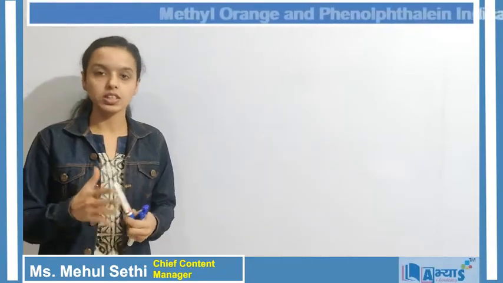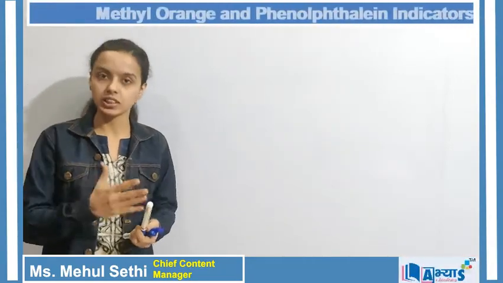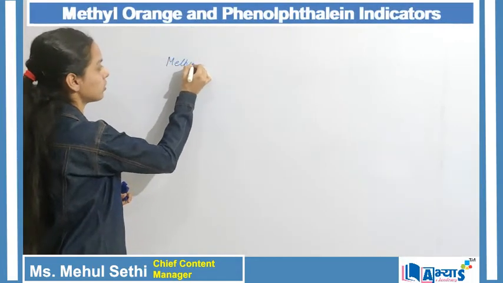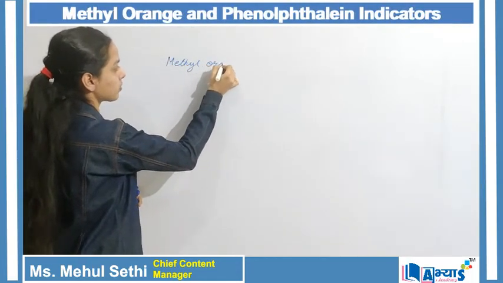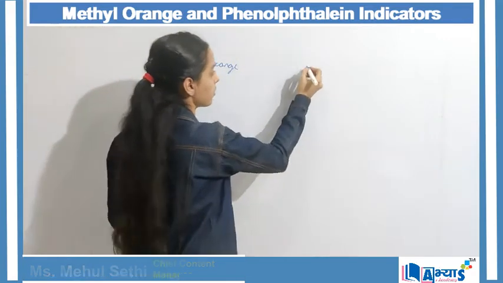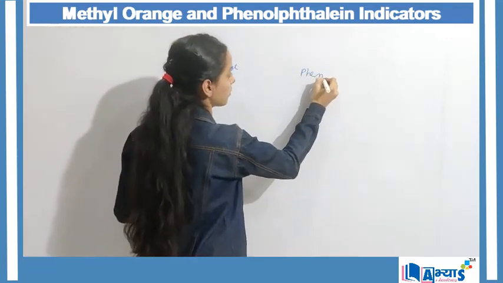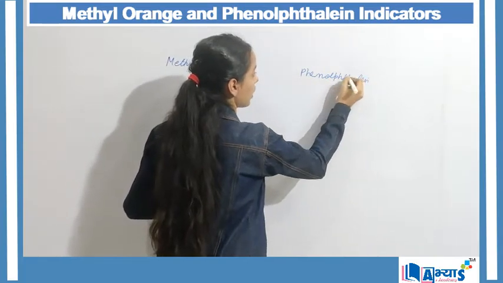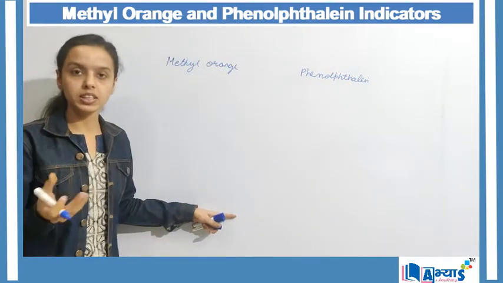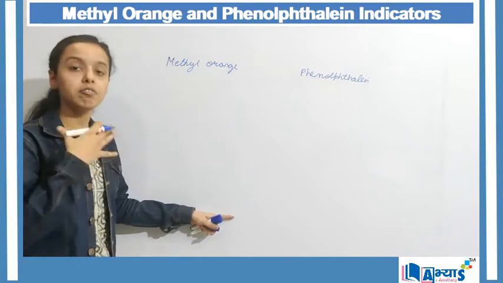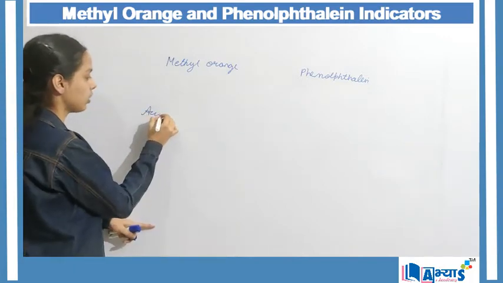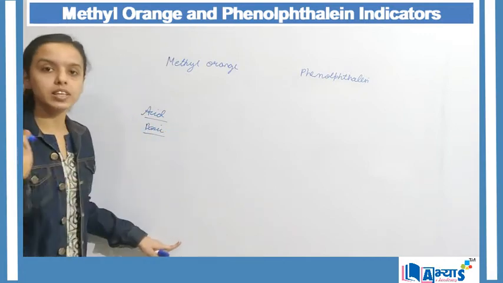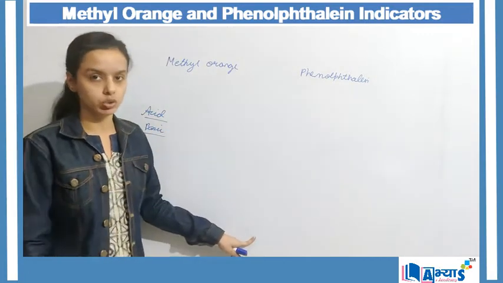Important indicators used to test the presence of an acid or a base. Now these two indicators are methyl orange and phenolphthalein. Indicators change their color when placed into an acid or a basic substance. They will not change their color when placed into a neutral substance.